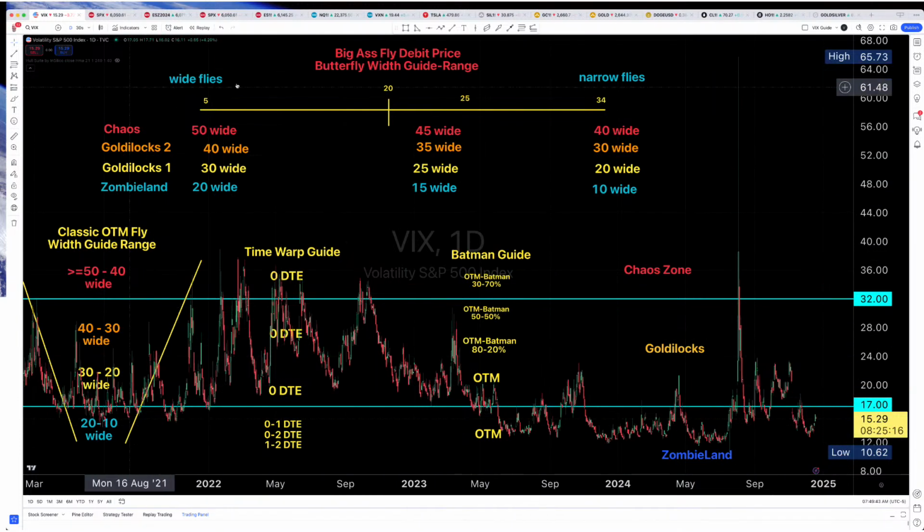We also want to look at the big ass fly because that will give us an idea of whether we should be on the low side or the high side of that range of widths. So here on the left-hand side is our classic out of the money fly with guide range each morning that we look at based on the volatility. And then the big ass fly, depending on what the cost of the debit is, will tell us whether we should be favoring narrower flies or wider flies, right? So let's now take a look at that big ass fly.